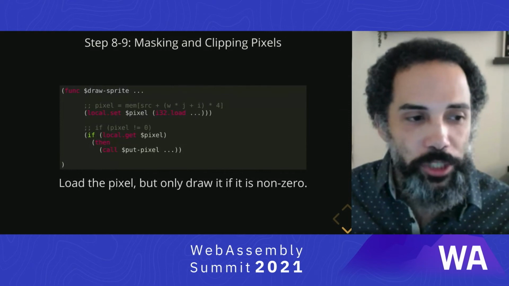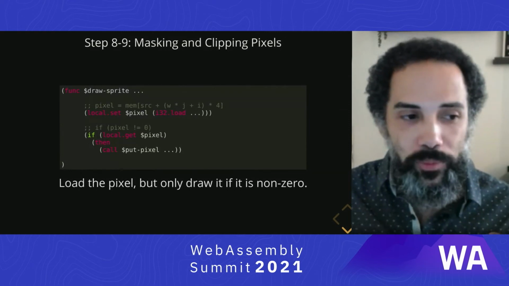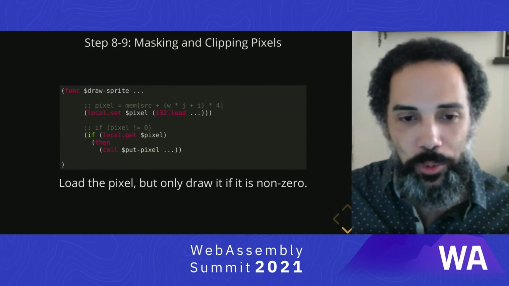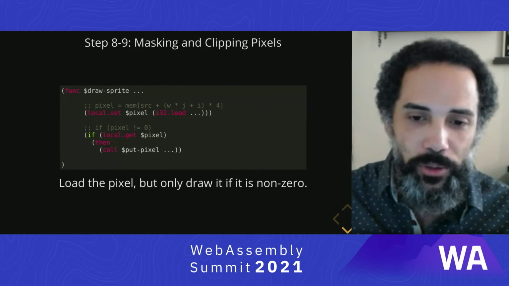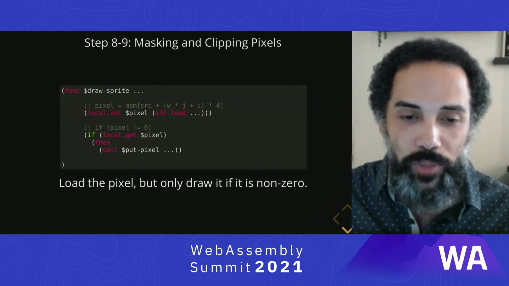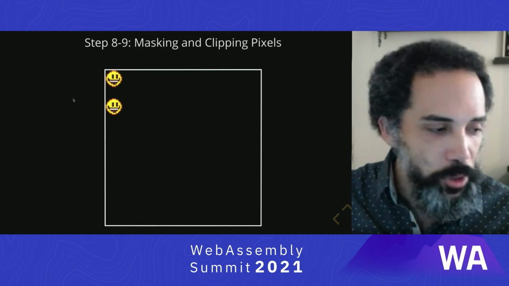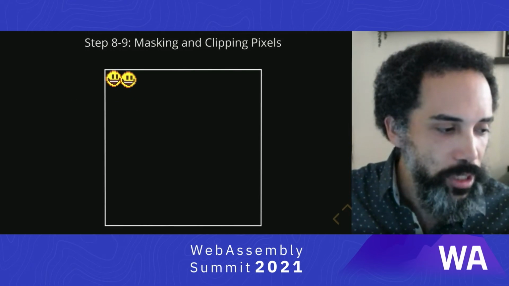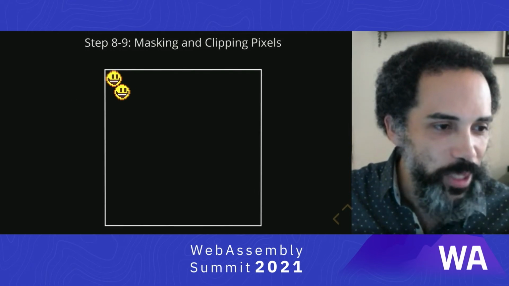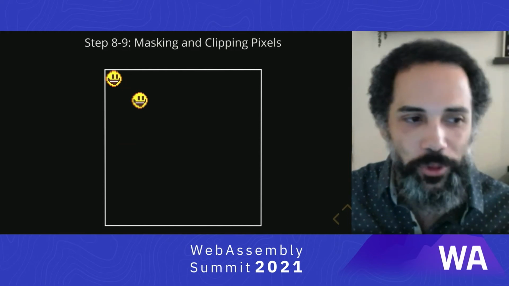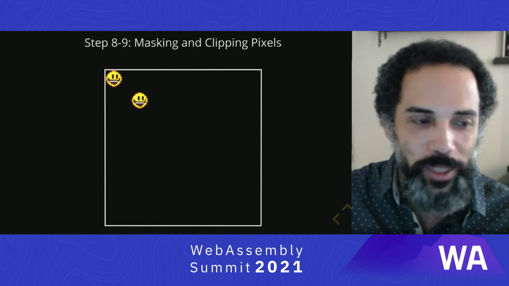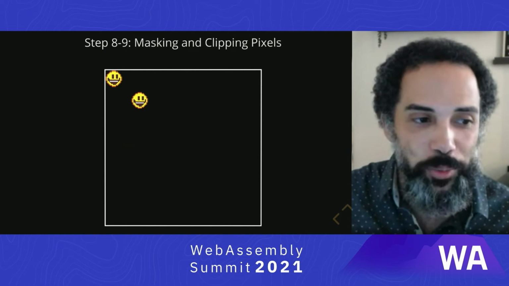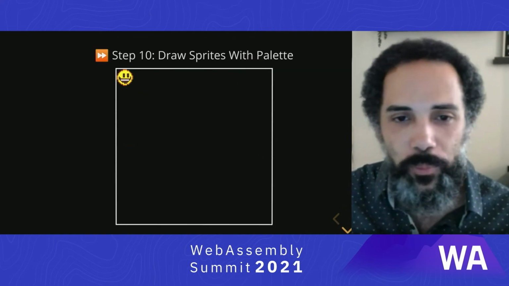Another thing we want to do is make sure that we mask out transparent pixels. So what we do here is we load the pixel and we check to see if it's 0. And if it's non-zero, then we draw it. So what you can see here is that now we actually have a nice little sprite that we're drawing, and it doesn't mask out the sprite below it.